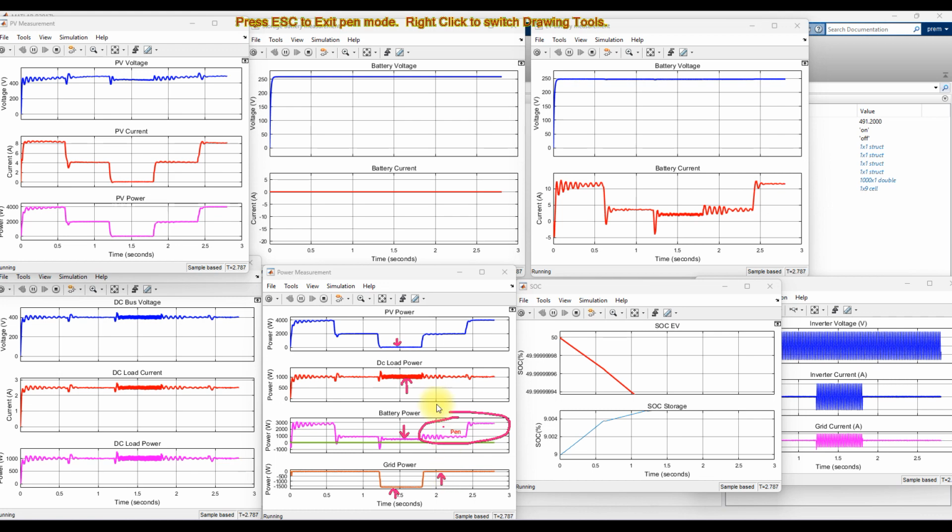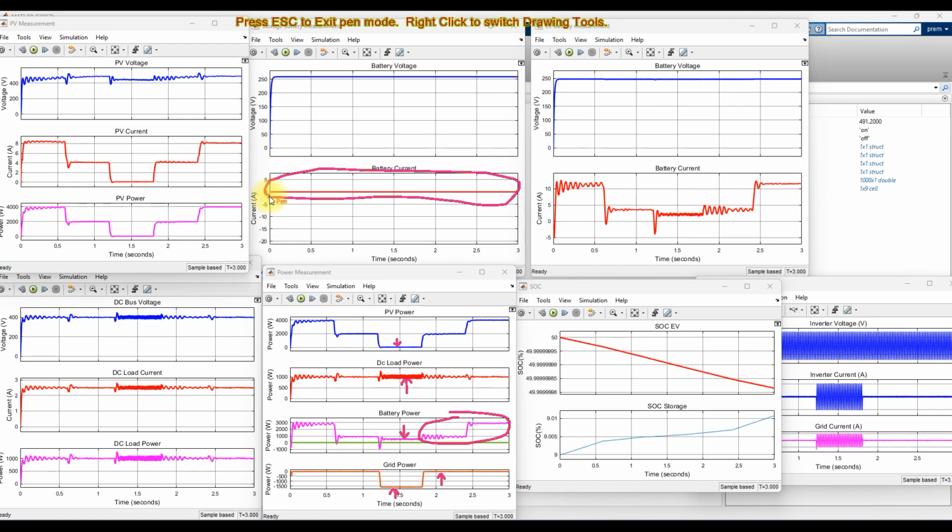Here you can see that the storage battery current is always 0, because when the EV battery is connected to the system, the storage battery will be disconnected, so it's not taking any charge. Here you can see the variation of the battery current, and here the variation of DC bus voltage, DC load current, and DC load power. This is the variation of PV voltage, PV current, and the PV power.